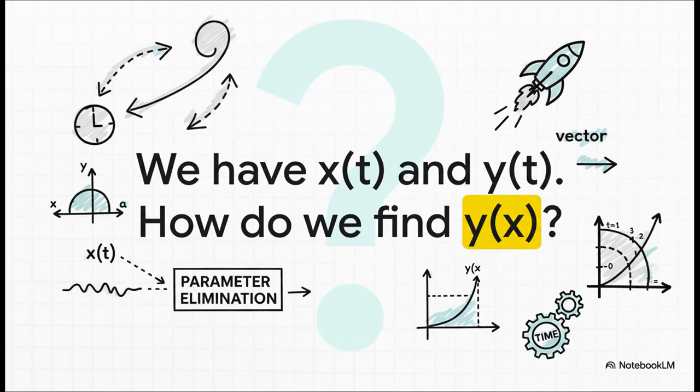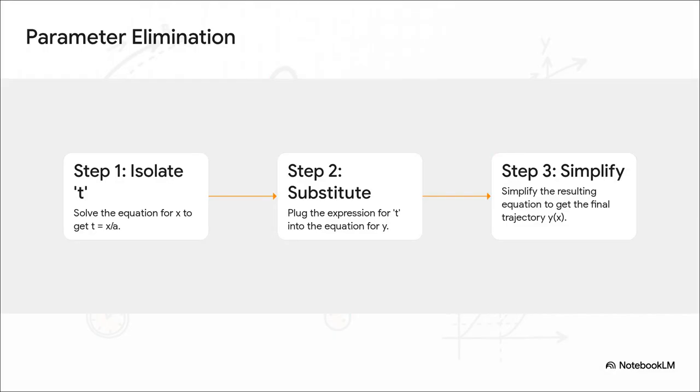So that's the big question, right? How do we take these two separate equations, one for x and one for y, that both depend on time, and squish them together into one single equation that shows how y depends on x? Well, this process has a name. It's called parameter elimination. And in our case, the parameter we're kicking out is time. And the strategy for doing this is actually pretty straightforward. It's a simple three-step recipe.